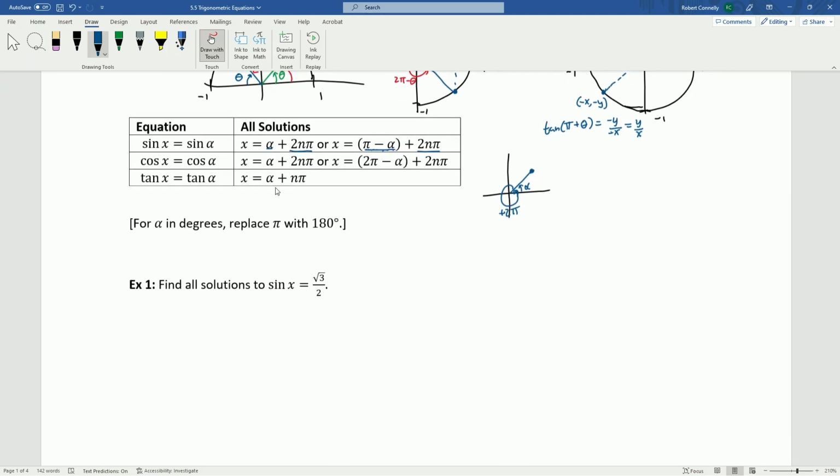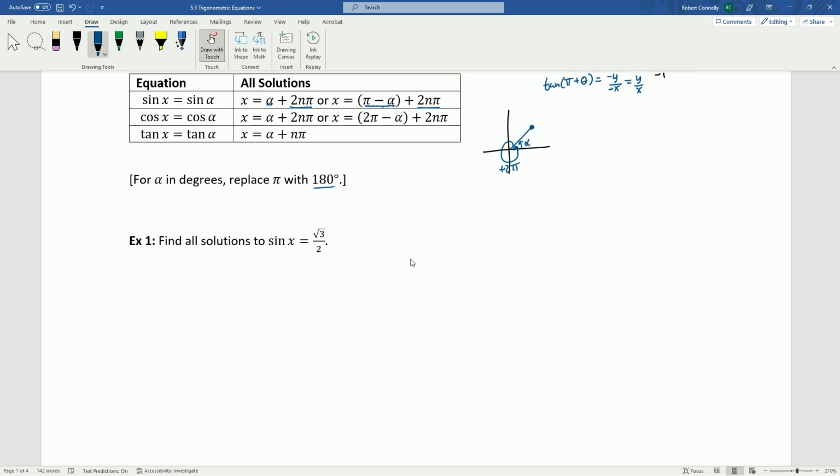Okay, so let's go ahead and tackle an actual problem with this. Now, remember, we're going to stick to radians for these examples for the most part, but you can always apply this to an equation written in terms of degrees by just, instead of writing pi in your solutions, replace it with 180 degrees. Works exactly the same way. Okay, so find all solutions to sine of x equals the square root of 3 over 2.